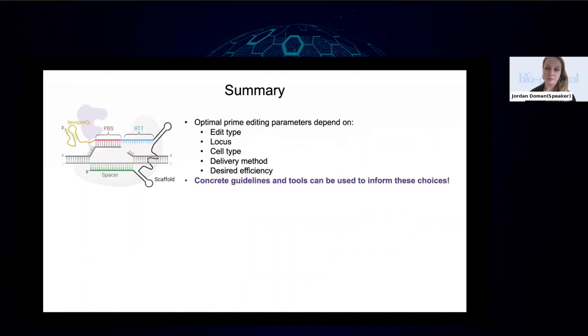All right, so we're at the end here, to quickly summarize. If you have a new prime edit that you want to do, the optimal prime editing parameters are going to depend on your edit type, the locus, your goal, later down the road cell type, and then you should also be thinking about how you'll deliver these things and what efficiency you need to achieve the outcome that you want.